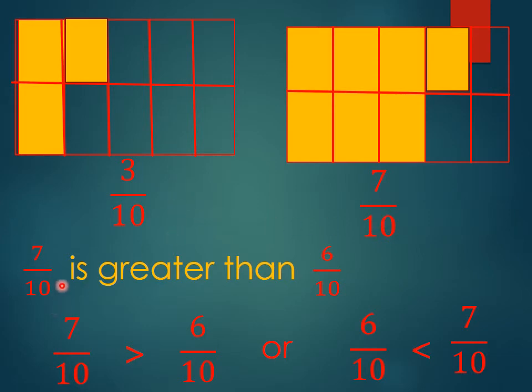We can write it in this way: 7 over 10 is greater than 3 over 10. Otherwise, by using the symbols you can write 7 over 10 greater than 3 over 10, or otherwise 3 over 10 less than 7 over 10. Both expressions are correct.